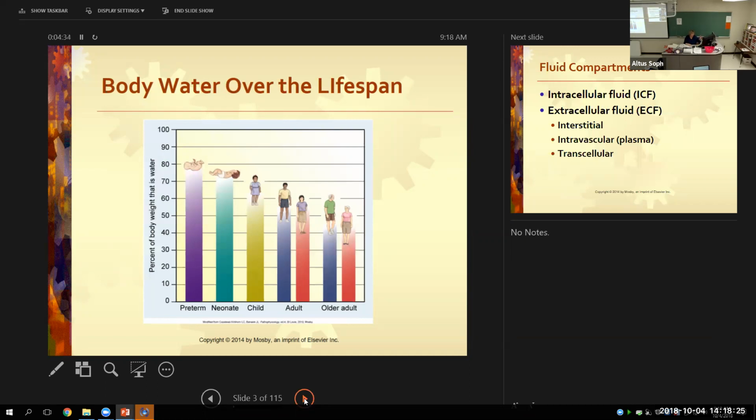As far as the percent of body weight that's actually fluid, it does decrease over the lifespan. So that's important to know. First of all, it's important to keep everybody hydrated. It's important to remember with our elderly, especially, that they have less water in their body in general. So when they become dehydrated, it's very serious, very quickly.